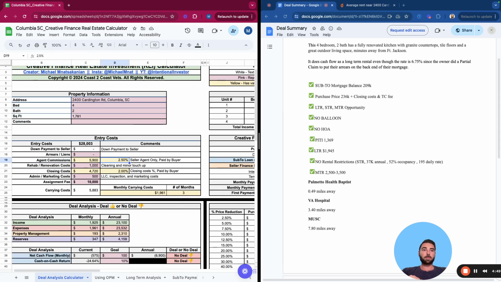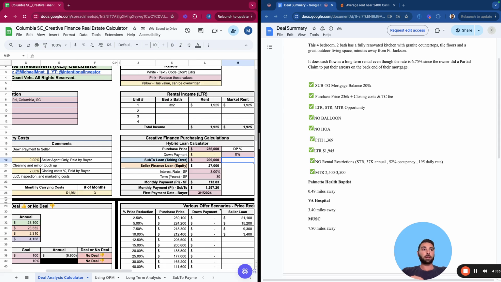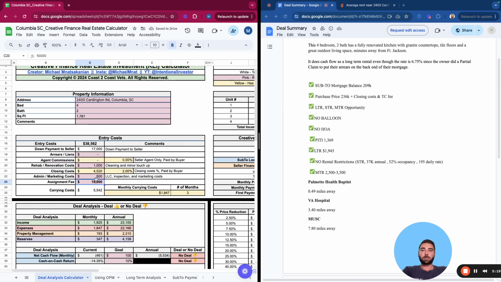So we're going to do our best to make sure that the entry costs are right. The entry costs are going to be the difference between the 236 and the 209, which in this instance is $27,000. It really doesn't matter in the grand scheme of things. Let's change the purchase price to $226. Let's make the down payment to the seller $17,000, and that extra $10,000 is the money that will be going to pay the wholesaler.